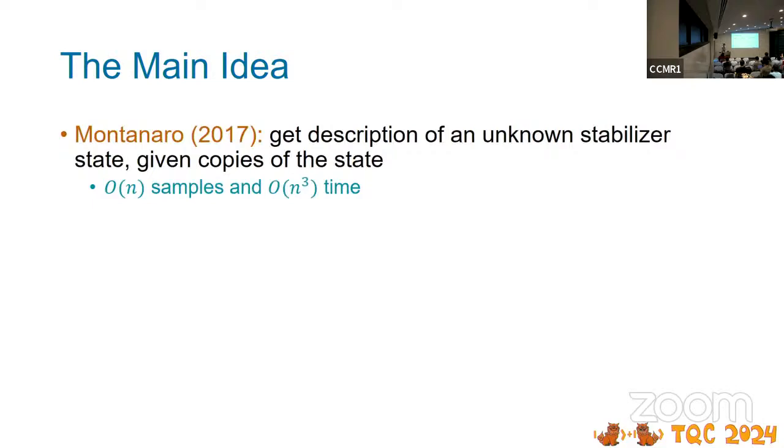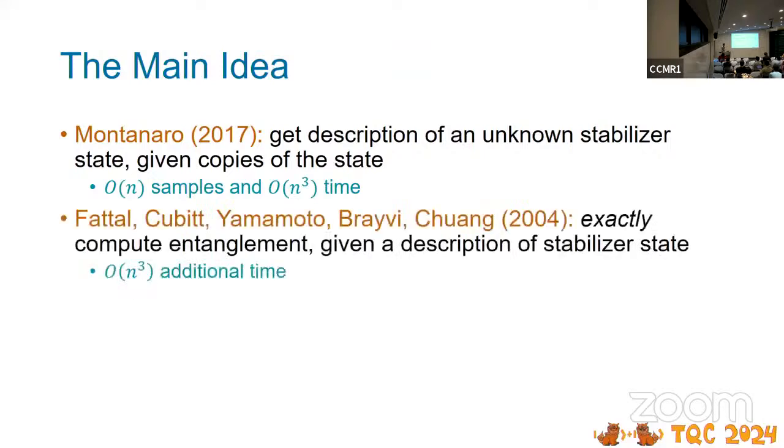If you know things about learning stabilizer states, you might know that in 2017, Montanaro gave this algorithm to find the description of an unknown stabilizer state, given copies of the state. If you don't know what a stabilizer state is, it's basically a state produced by zero non-Clifford gates. And that's the following runtimes. It's not so important. And then there was another very old result that says, given the description of a stabilizer state, you can compute its entanglement exactly across any cut. So in the first part, you can get the description. In the second part, given the description, you can find out the entanglement across any set of qubits.